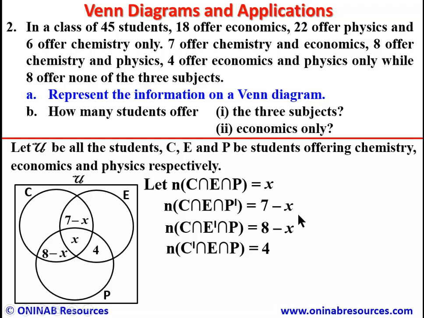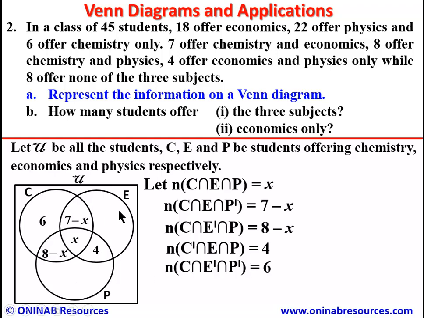This is the region. Now we go further to get the number of students offering 1 subject. That's chemistry only, economics only, and physics only. Now to do that, that's going to be n of C intersection E prime and P prime. That's the number of students offering chemistry only, and 6 offer chemistry only. So we have it as 6, which is the region here.